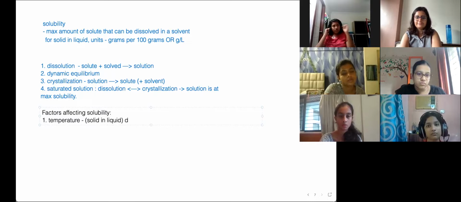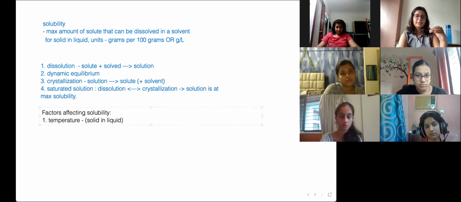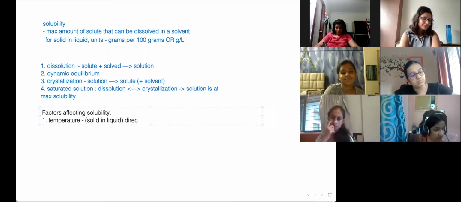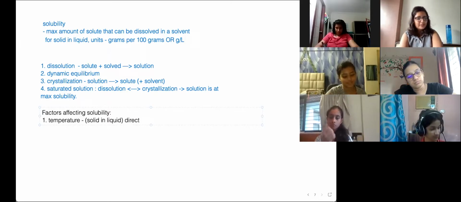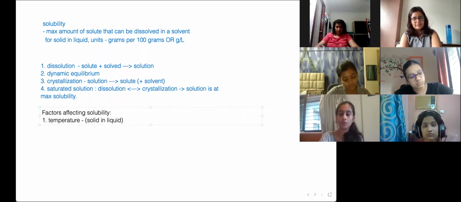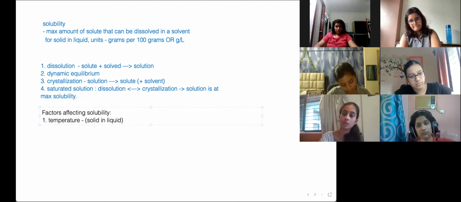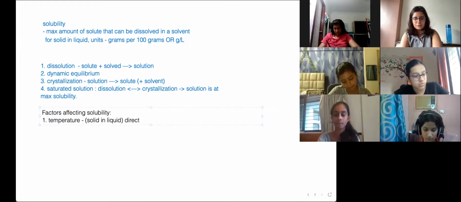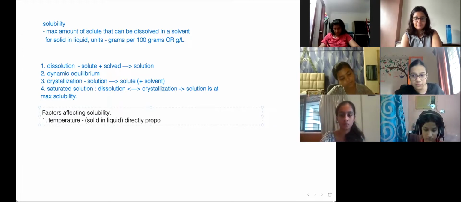Okay. मतलब when you heat up, solubility decrease होगा. Increase. No, wait, solubility will increase. Okay, so this is directly proportional. Yes, if you increase the temperature, solubility will increase, more often than not. So directly proportional, mostly.